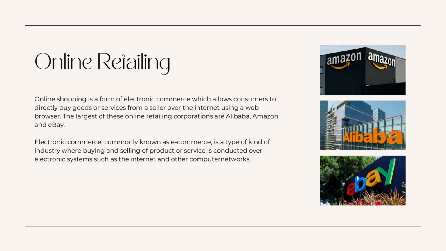What is retailing? Online retailing or online shopping is a form of electronic commerce which allows consumers to directly buy goods or services from a seller over the internet using a web browser. The largest of these online retailers are Alibaba, Amazon, and eBay. These three best examples are not only known in the Philippines but also known globally.